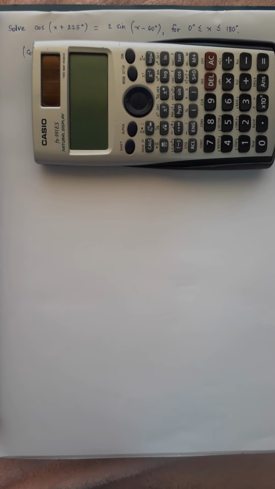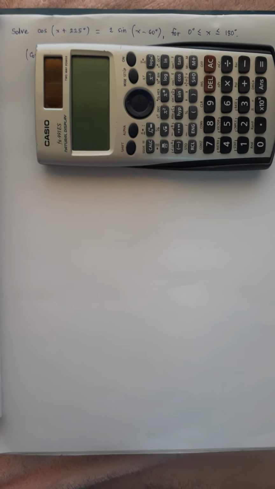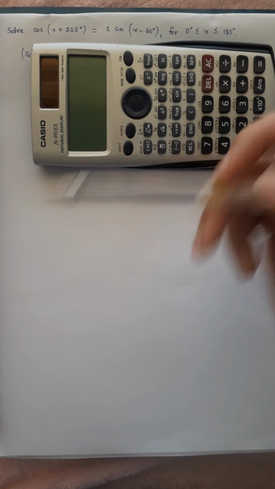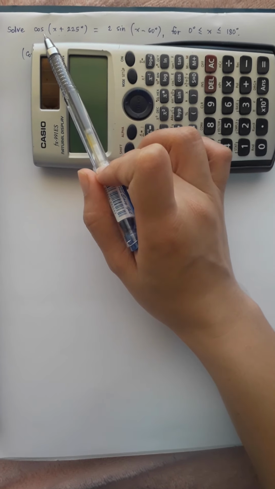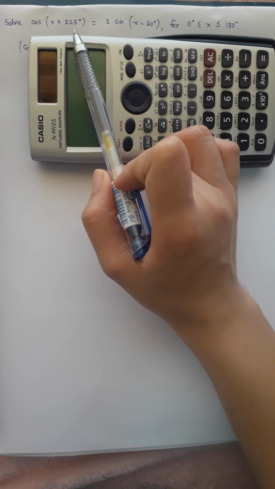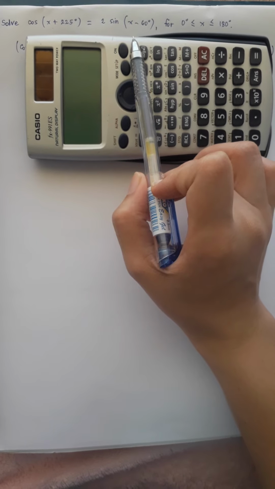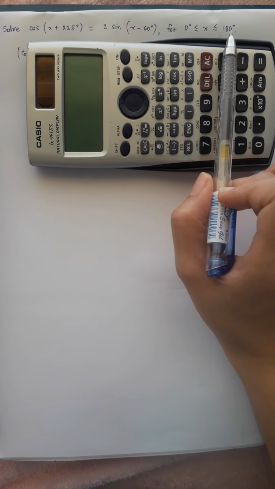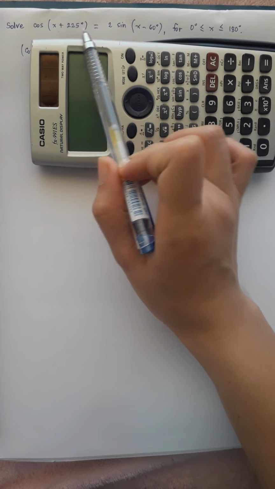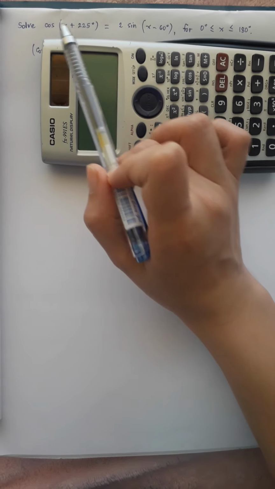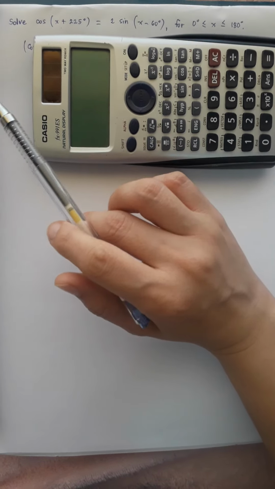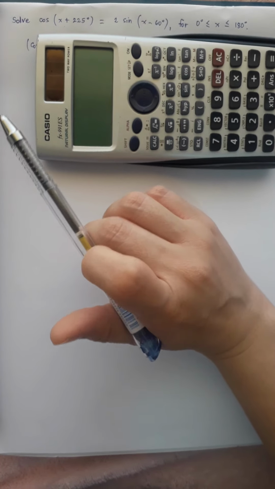So this video tutorial is to show how to solve trigonometric equations involving compound angles. The equation we are to solve is this: the cosine of x plus 225 degrees is equal to 2 times the sine of x minus 60 degrees, for values of x from 0 until 180 degrees. So compound angles, the angles that we have are compounded. Addition, subtraction.